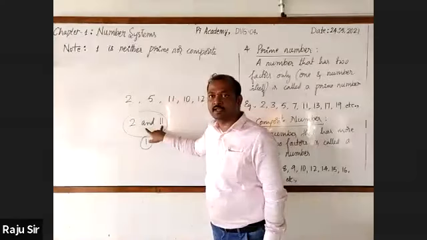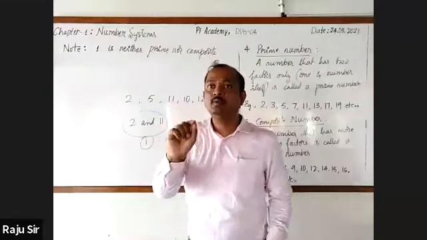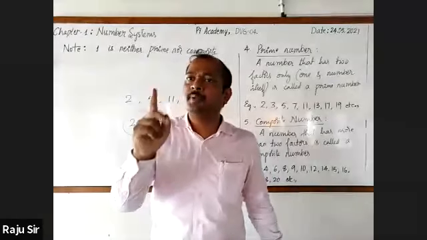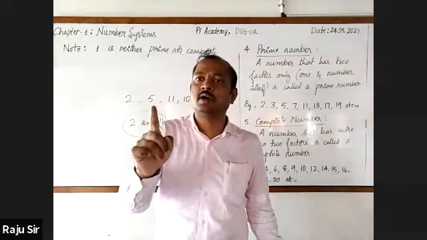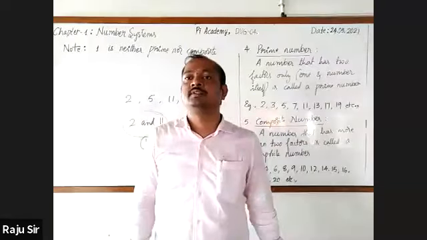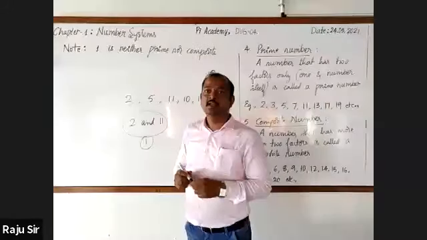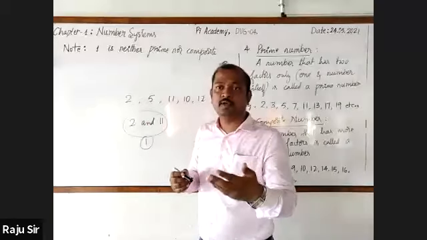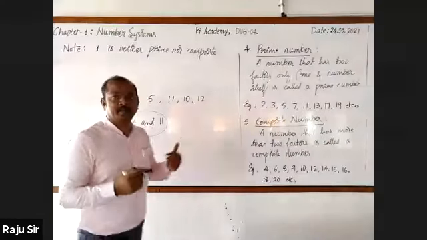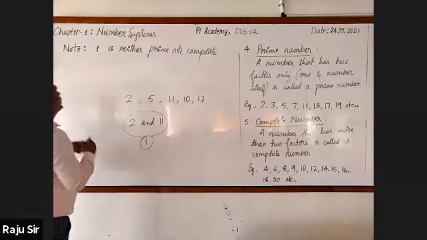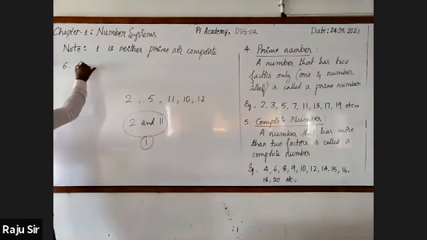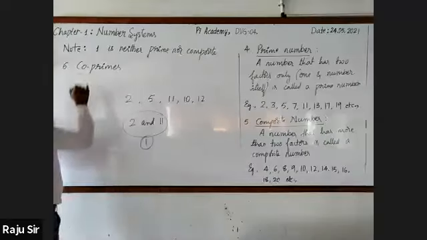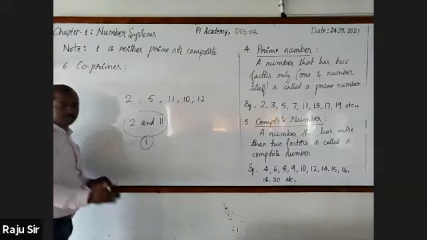2 and 11 have the common factor 1 only. What do you call a pair of numbers having the common factor 1 only? Co-primes. Very good. Even in this chapter, we will be using co-primes. Please write, the 6th one: co-primes. Write the definition for this.